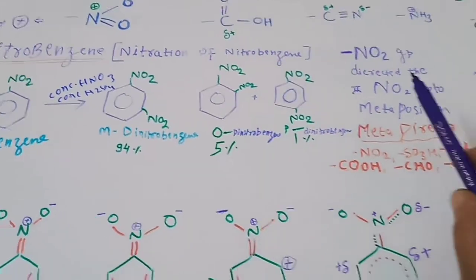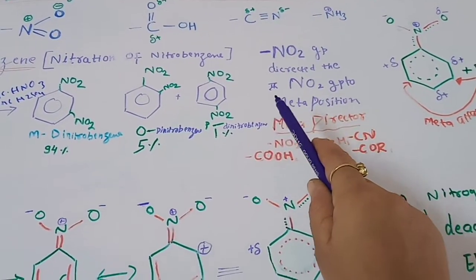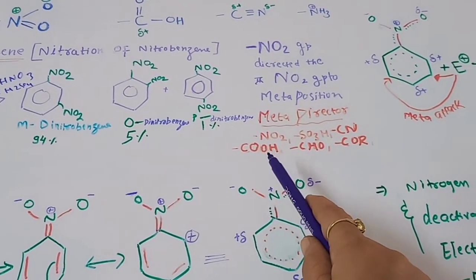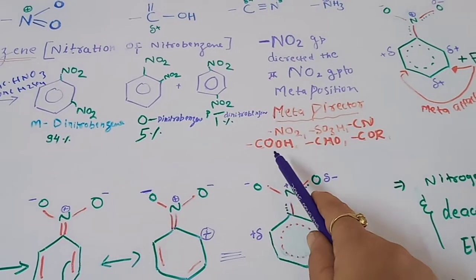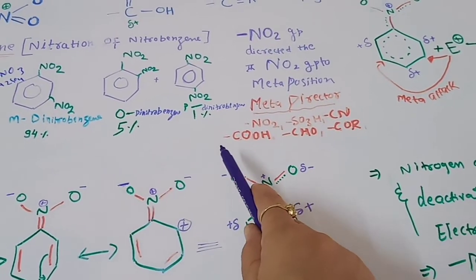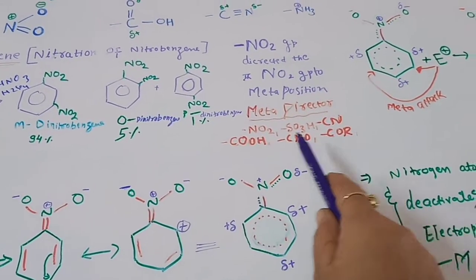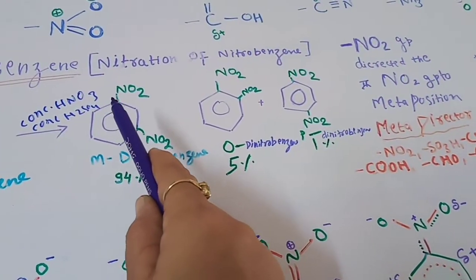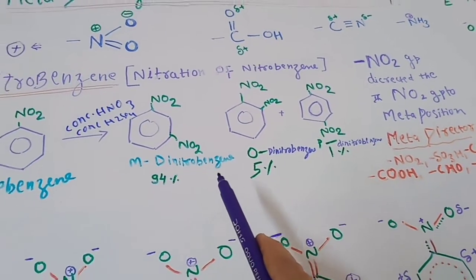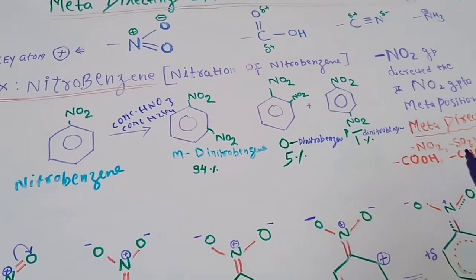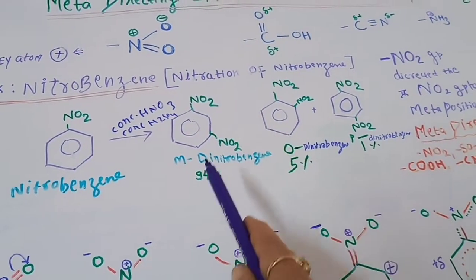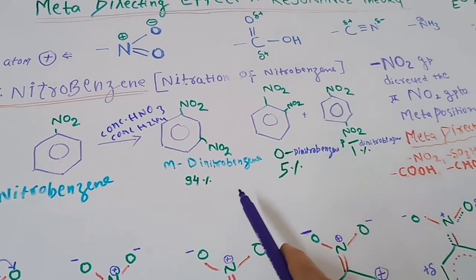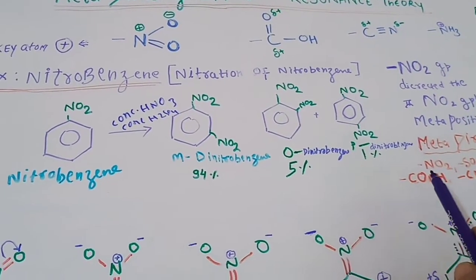Hence, we can say that the NO2 group, which directs the second nitro group to the meta position, is a meta directing group. Other examples of meta directing groups are the sulfonic acid group, cyano group, carboxylic acid group, aldehyde group and ketone group. All these groups, if present at the first position, will direct the second group to the meta position. So nitrobenzene undergoes nitration to give meta dinitrobenzene as the main product, and the other products will be only 5% or a negligible 1%.